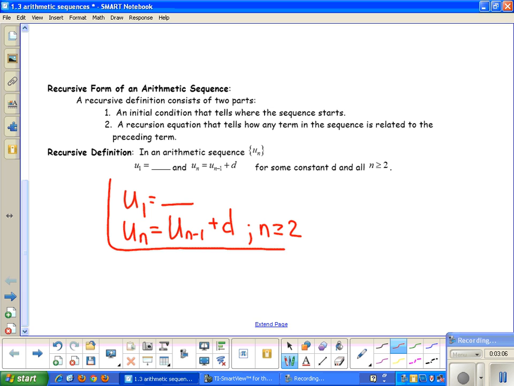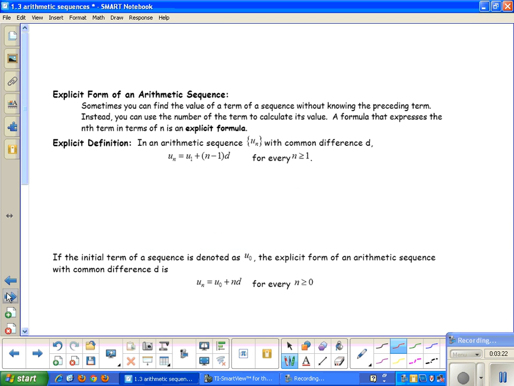And remember, we said for a recursive formula, in order to get the 100th term, I would have to figure out all the terms that come before that. That's what makes recursive formulas a little bit harder to use if you want to figure out a term that's very high. The next formula that we have is explicit form.